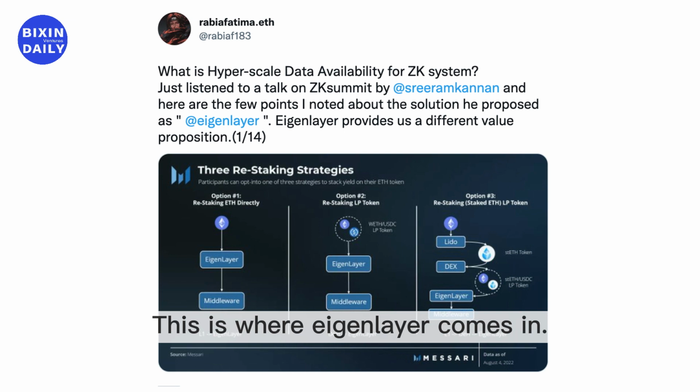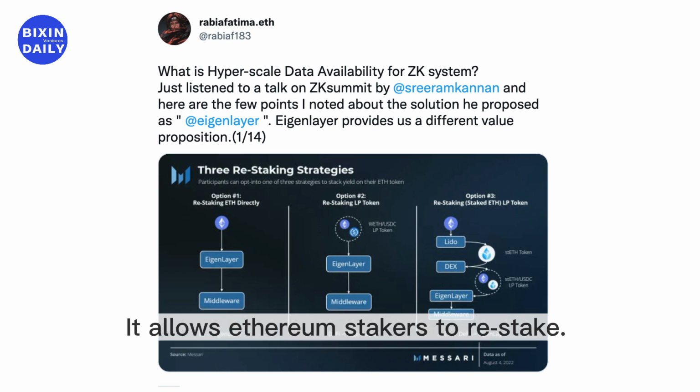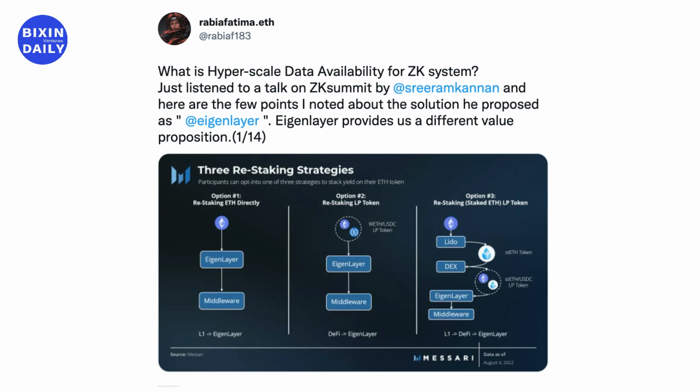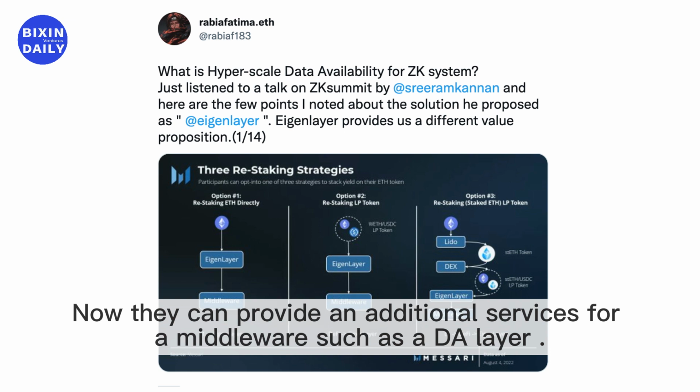This is where Eigenlayer comes in. It's a restaking collective protocol. Eigenlayer is a series of smart contracts on top of Ethereum. It allows Ethereum stakers to restake. Restaking means the staker is staking his stake again to Eigenlayer. Now they can provide an additional service for a middleware such as a DA layer.